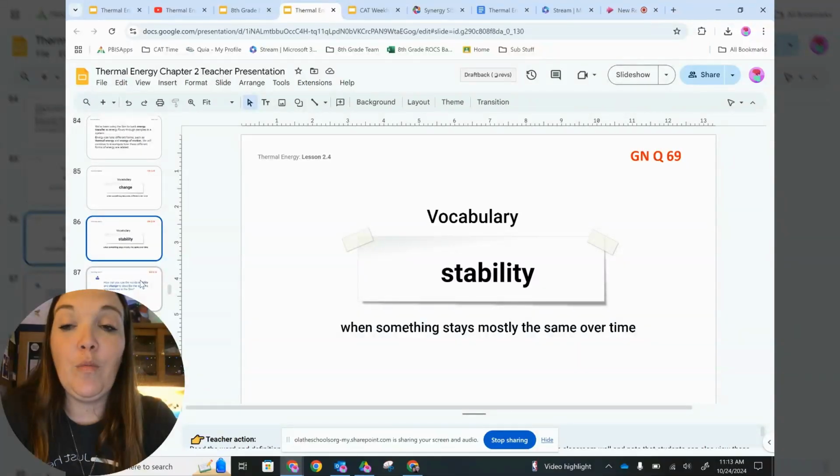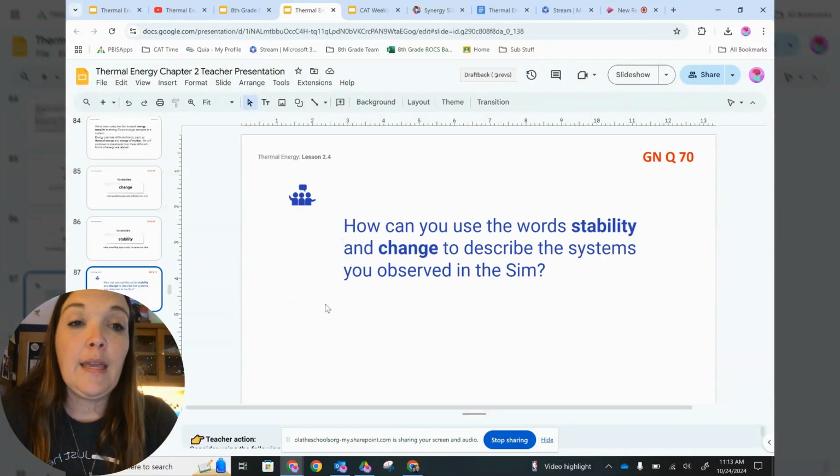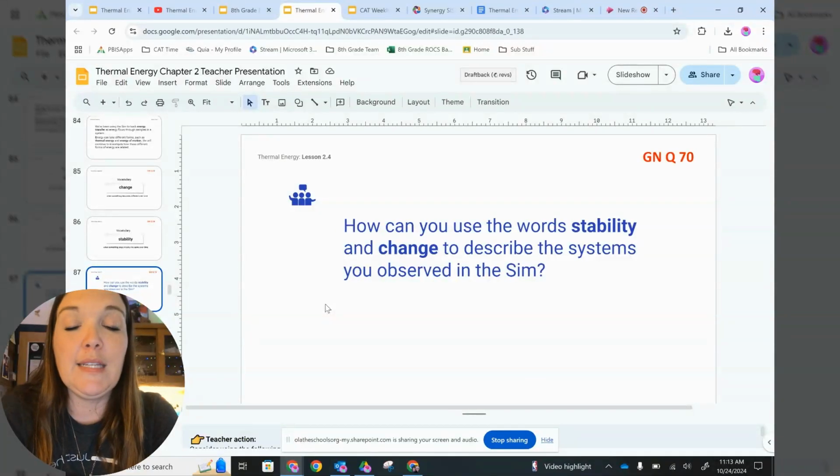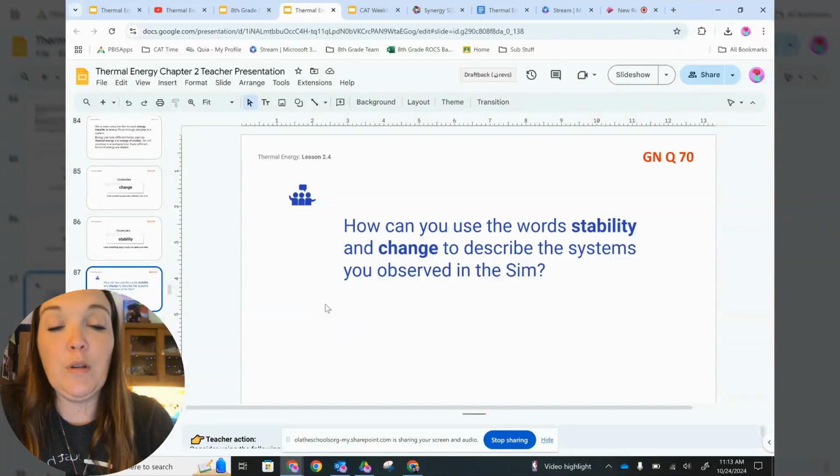We've got a few more before we end. Guided notes question 70. How can you use the words stability and change to describe the systems you observed in the sim? So take a second to think about that. Write it down. How can you use the words stability and change to describe the systems you observed in the sim?